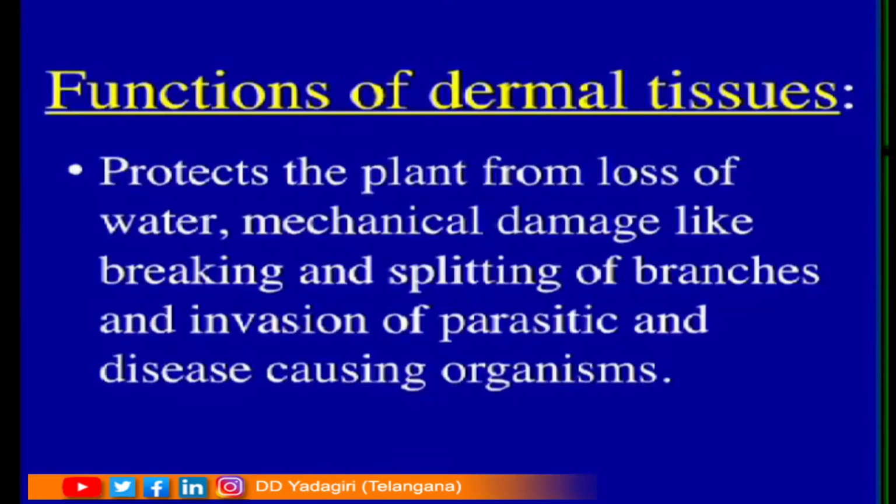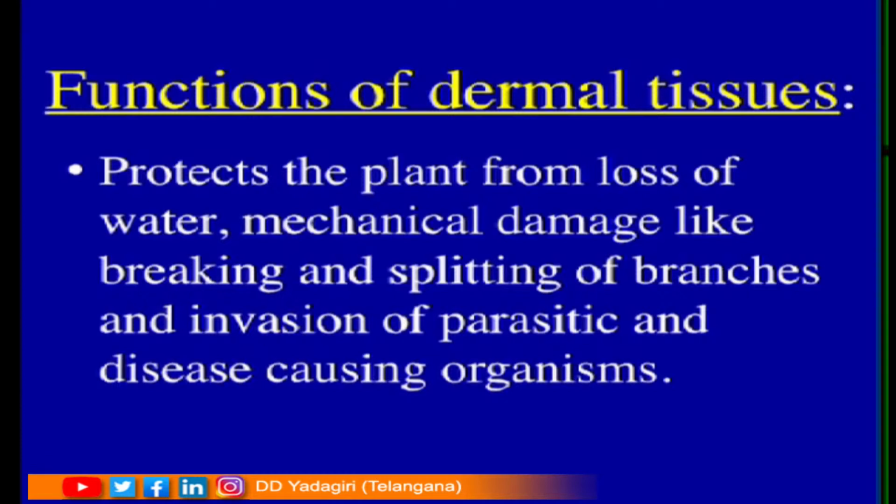Dermal tissue protects the plant from the loss of water. That is, during summer the temperature rises and due to the high temperature the water which is present in the plant starts evaporating. So, this dermal tissue will not allow the plant to lose the water. So, this is protecting the plant from loss of water.